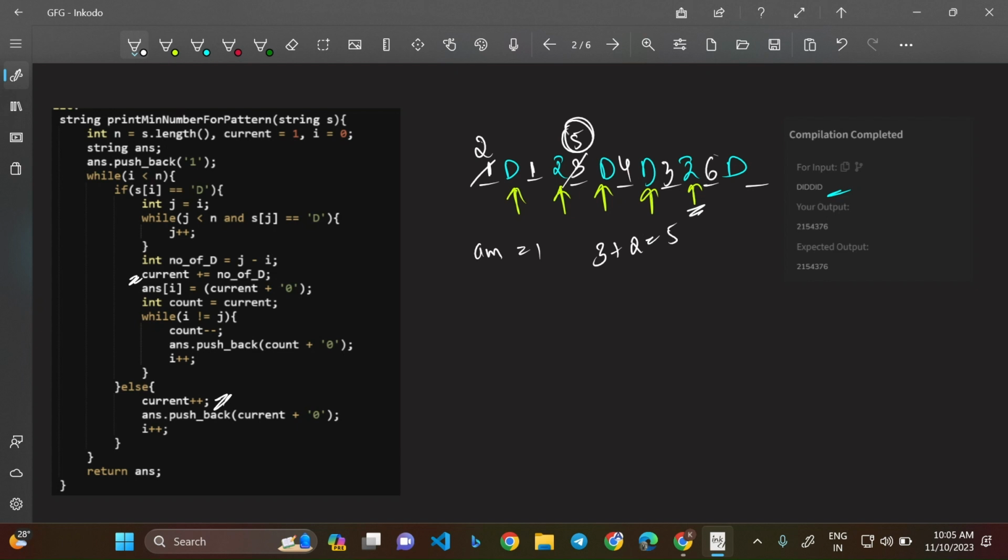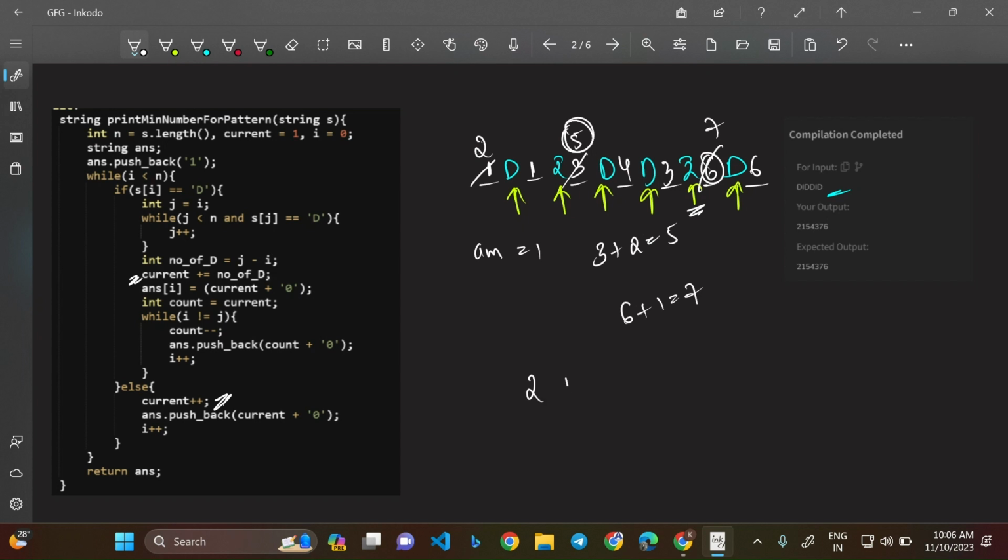And now I see a D again. So I cannot put 5 here because 5 has already been used. So what should be the number of increase? Initially we have taken 6, but we have seen there's 1 D to the right of it. So I'll be adding 1 to it. So that is 7. All right, so that's the reason I'll be replacing this 6 with 7, and I'll be putting 6 here.